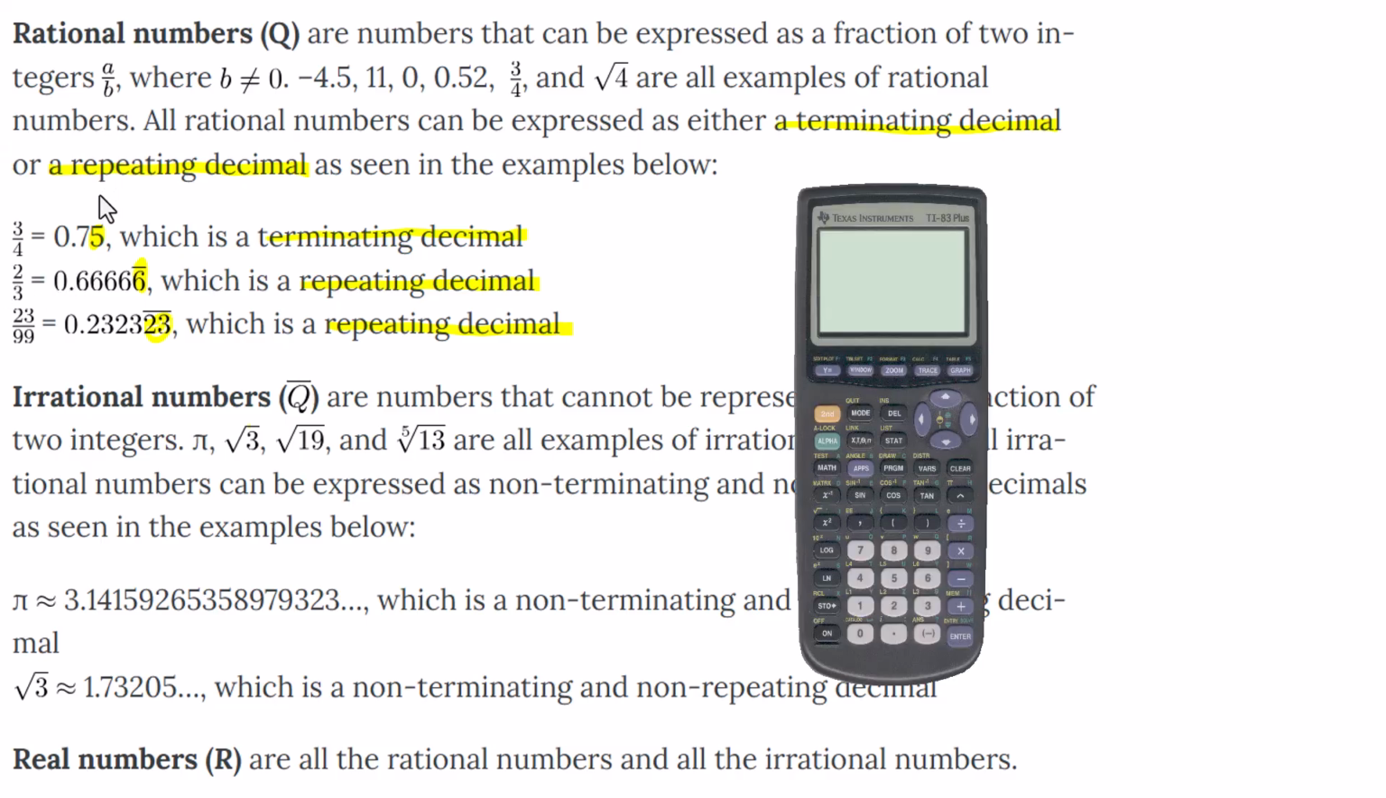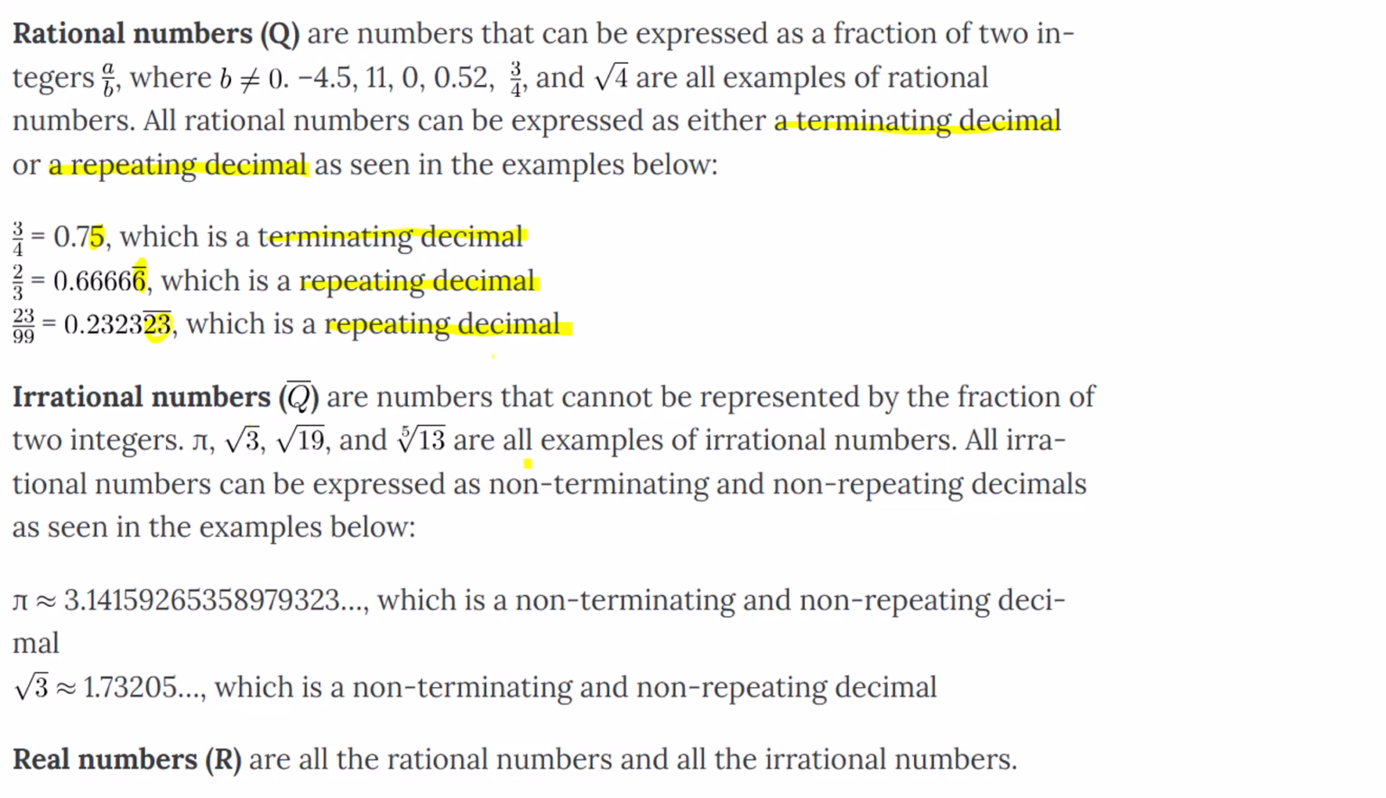So to show you that with our previous examples, you'll see that 0.75 can be turned into the fraction 3/4. 0.6 repeated can be turned into the fraction 2/3, and 0.2323 repeated can be turned into the fraction 23/99.